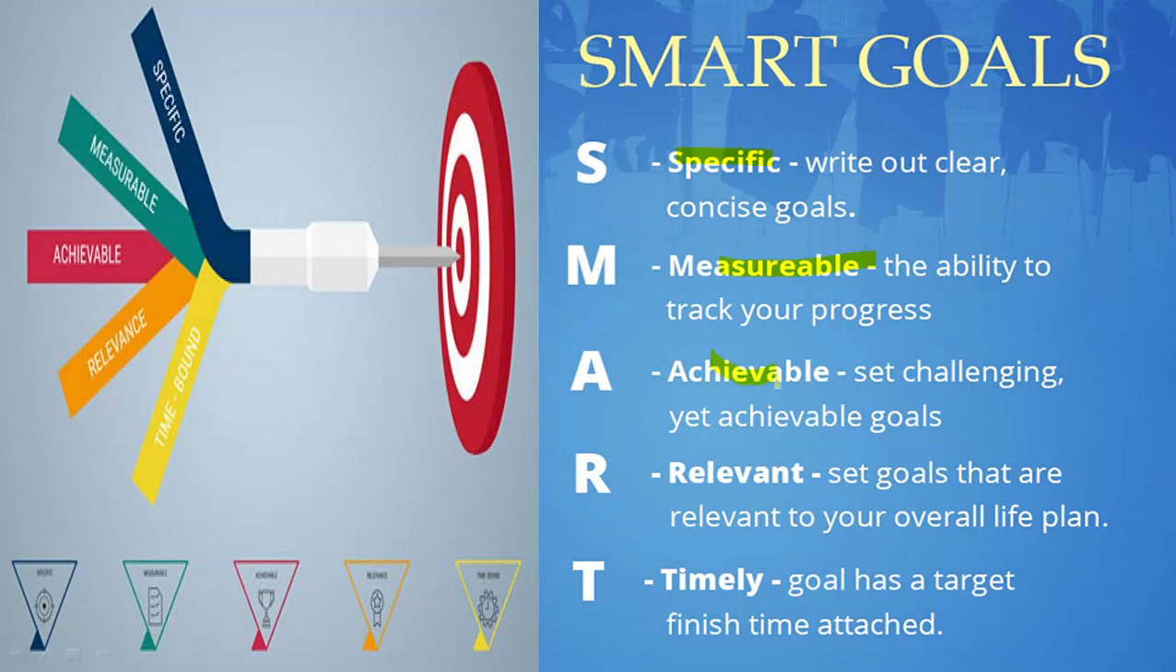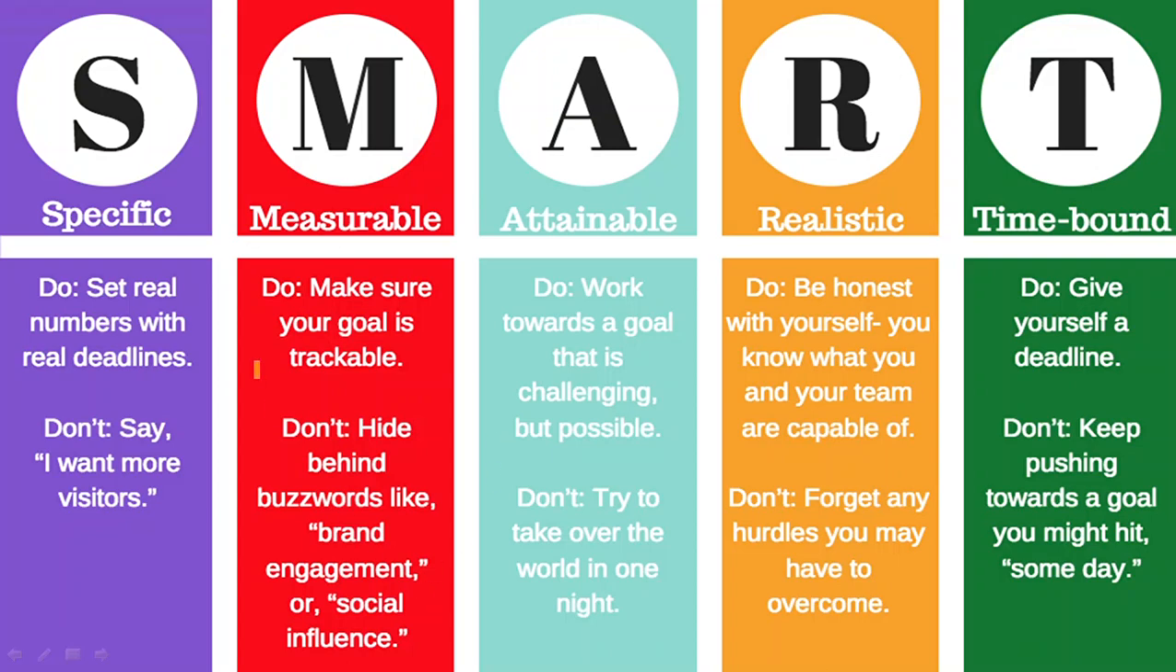And achievable, the objective should be realistic. Set challenging yet achievable goals. You have to set challenging goals, but they should be achievable goals. They should be realistic, they should be relevant to the overall life plan, overall organizational objectives. And they should be timely. A goal has to have a finish line, a target with a finish time attached. So there should be a time given for achieving those objectives. So these are SMART goals: S for specific, M for measurable, A for achievable, R for relevant, and T for timely.